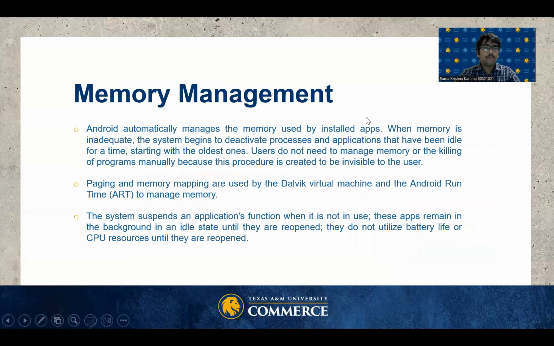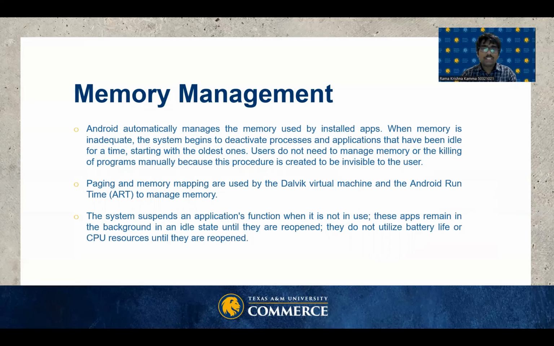So then coming to memory management. Android automatically manages the memory used by the installed apps. As we discussed, there is Android before 6.0 and after Android 6.0, because a lot of changes were done after the Marshmallow version. Paging and memory mapping are used by the Dalvik virtual machine and Android runtime to manage the memory. So that is the thing we have done a lot.